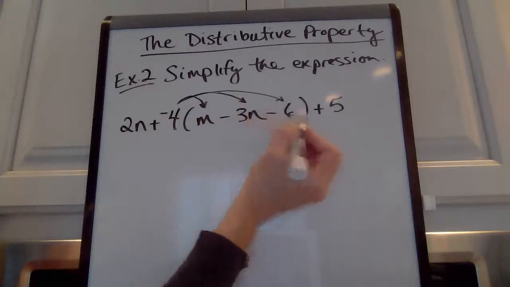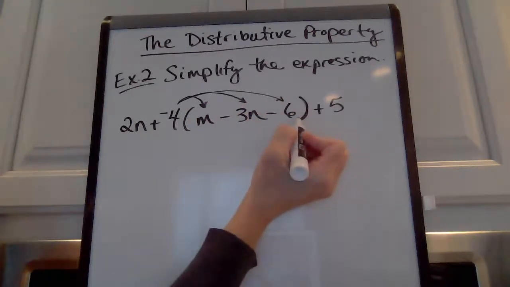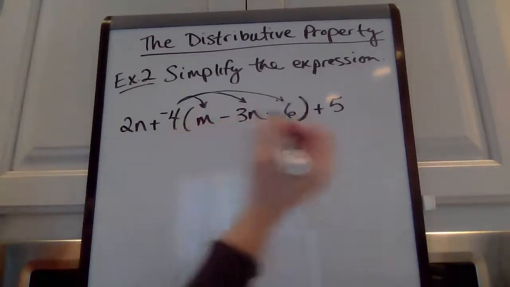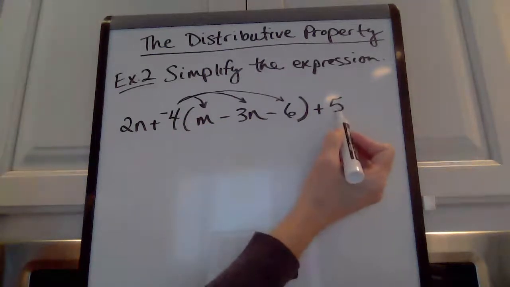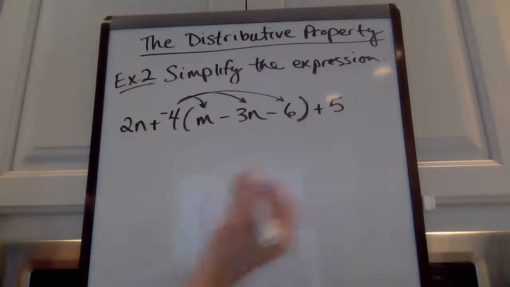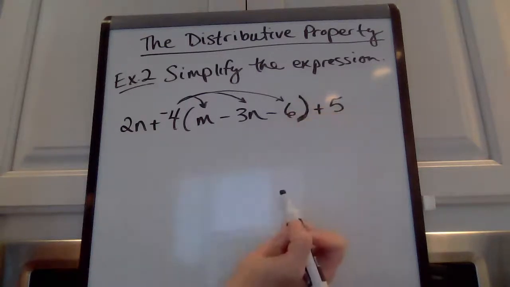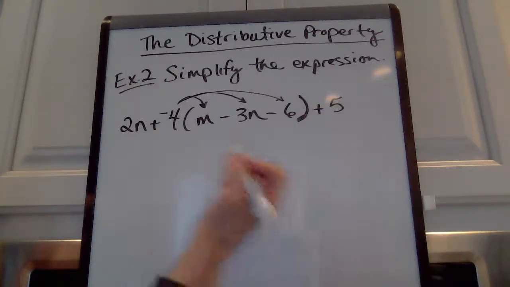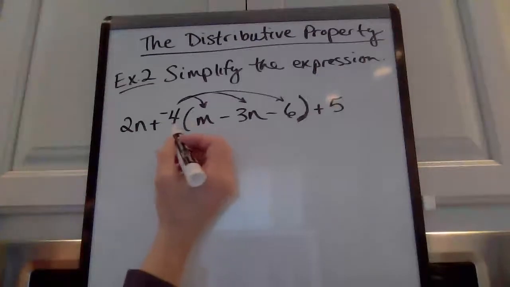When the parentheses end, the multiplication ends. You do not multiply this -4 with the 5. You do not multiply the -4 with the 2n. That's an addition sign there. So where the parentheses stop, the multiplying stops. So let's go ahead and get our multiplying done.